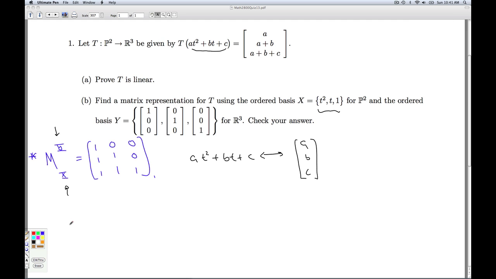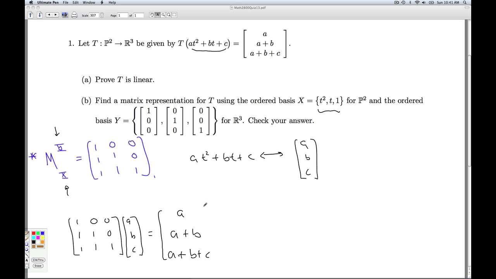So what do I get? If I take the matrix 1, 1, 1; 0, 1, 1; 0, 0, 1, and multiply that by (a, b, c), let's see what I get. First row times column gives me a. Second row times column gives me a plus b. Third row, a plus b plus c.